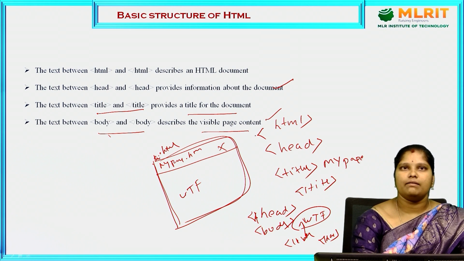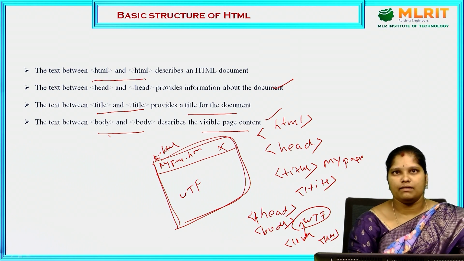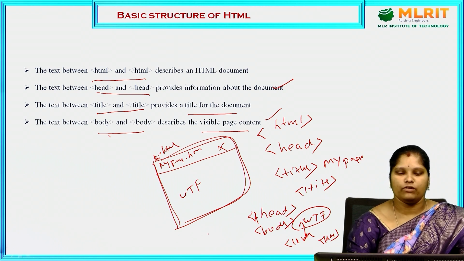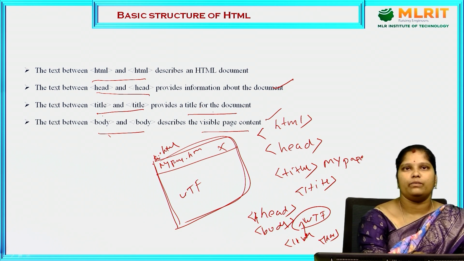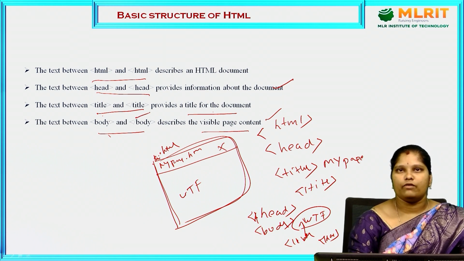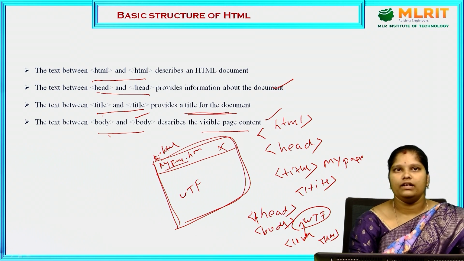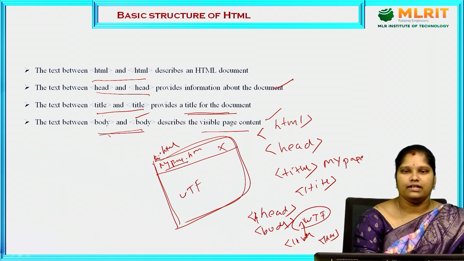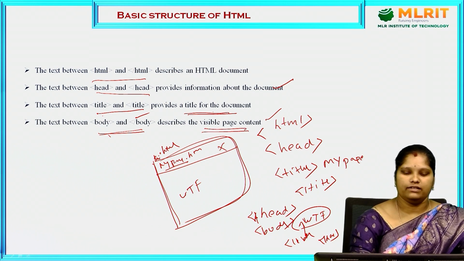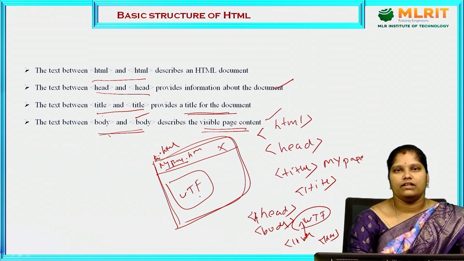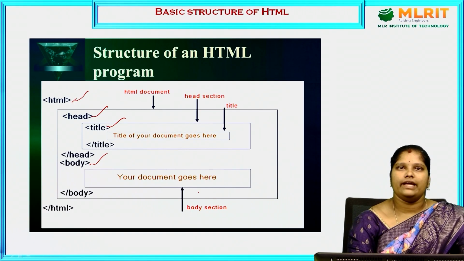Here the html tag describes an HTML document, and whatever content is between the head tag provides the information about the document. Whatever content you write in between title provides the title for the document. And whatever is in the body describes the visible content. This is the content that is visible to the user or the customer. This WTF is visible to the customer. This is about the basic structure.